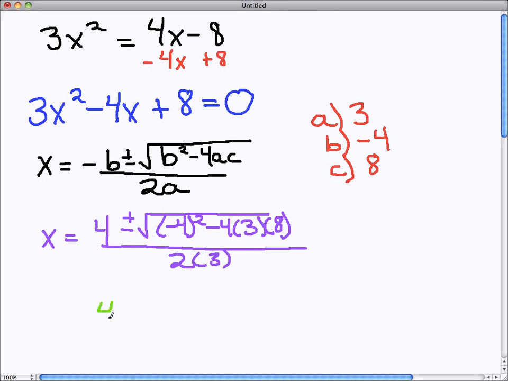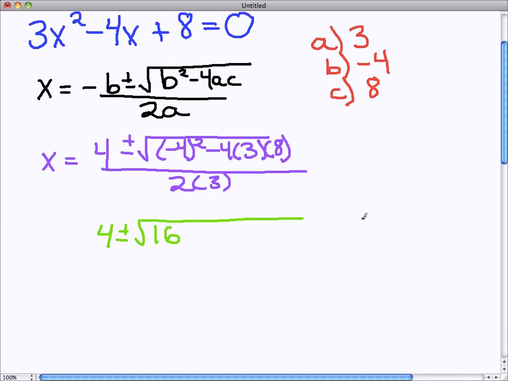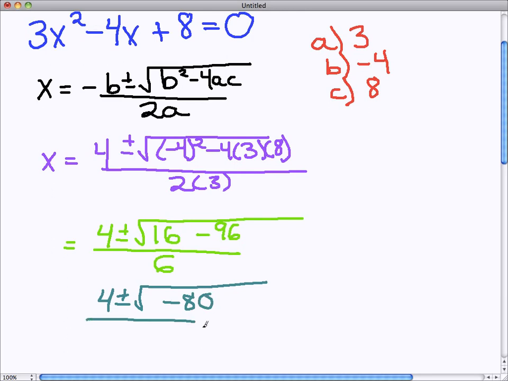I find it easiest to deal with the inside of the radical first, so we'll take our negative 4 squared, turn that into a 16. We will take our negative 4 times 3 times 8 and get a negative 96. And we'll have that be all over 6. And then I'm going to go ahead and subtract what's in the radical. 16 minus 96 is a negative 80, all over 6.